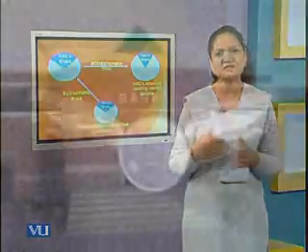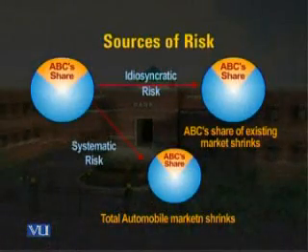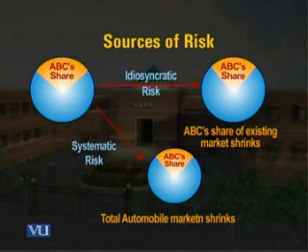And the better policies, more efficient production, and the other strategies can take care of that risk and can result in the previous higher level of market share. So when we say ABC's shares, and then we talk about idiosyncratic risk on the upper portion of this particular slide, we see ABC's share has shrunk. So ABC's share of the existing market shrinks due to the idiosyncratic risk.